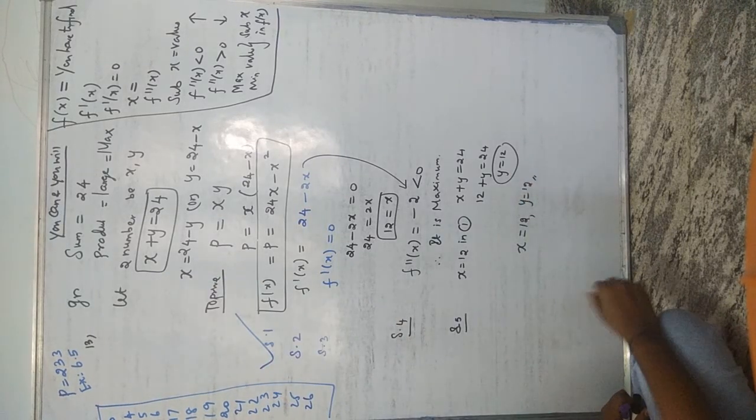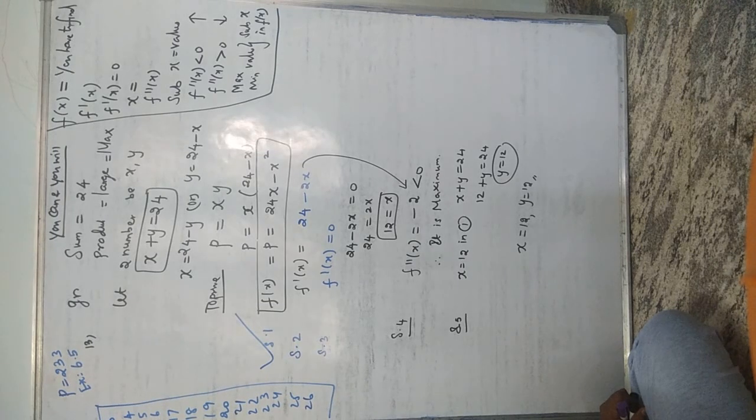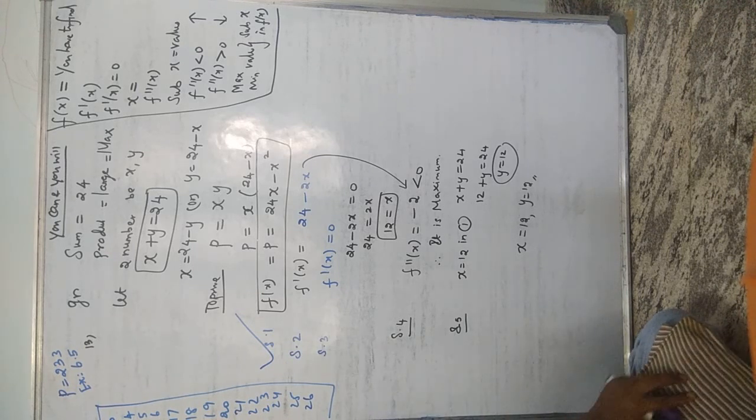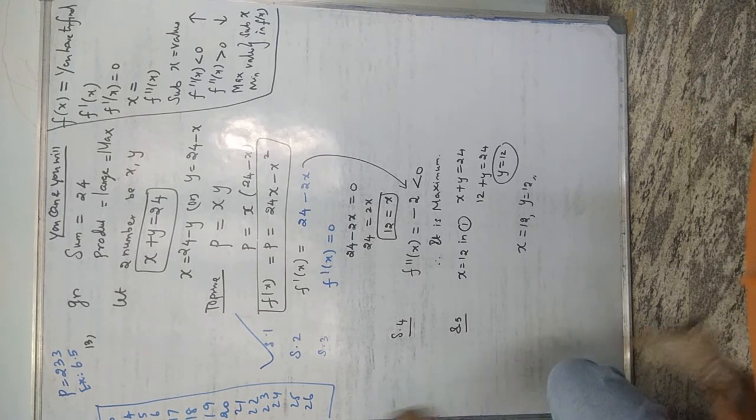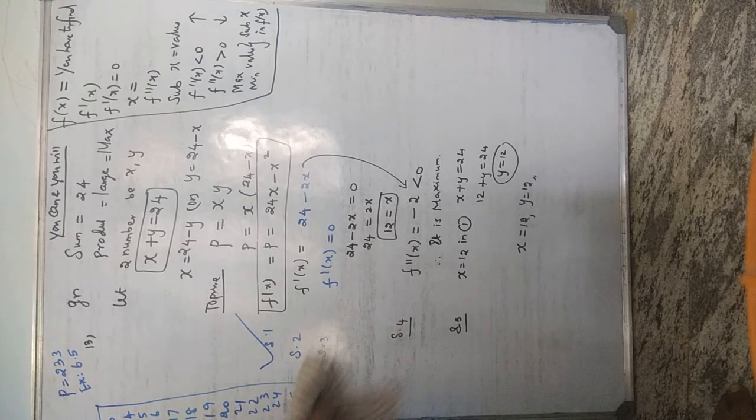So based on this, I have completed the 13th sum. Now I'll move on to the 14th sum. What have they given in the 14th sum? Find two positive numbers x and y such that x plus y equal to 60. Prove that x y cube is maximum. So x y cube is maximum, same concept, given to prove. So I'll wipe out the 13th question. I have completed. Now I'll move on to the 14th one.